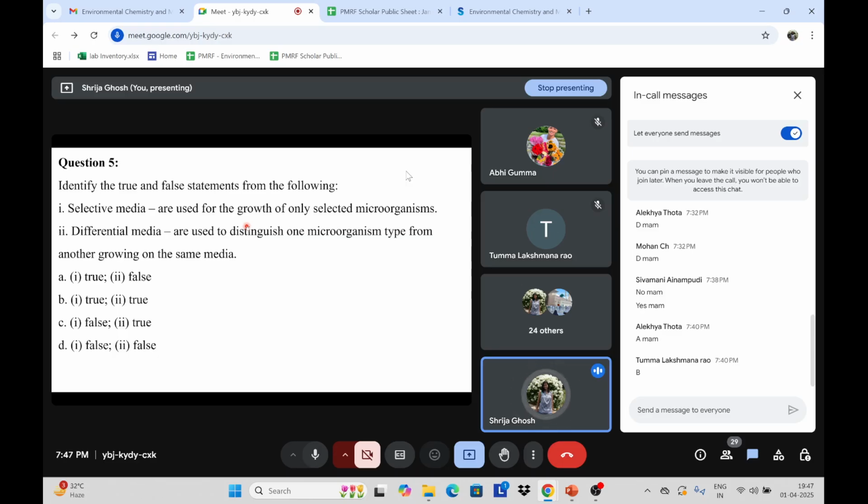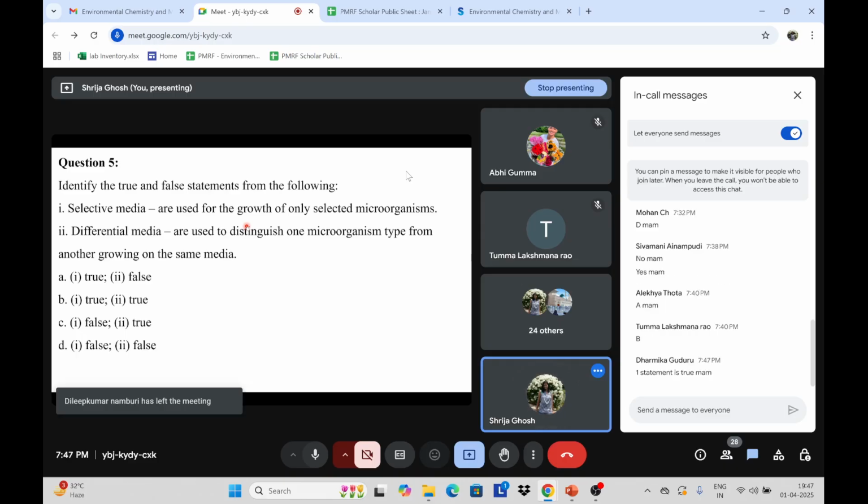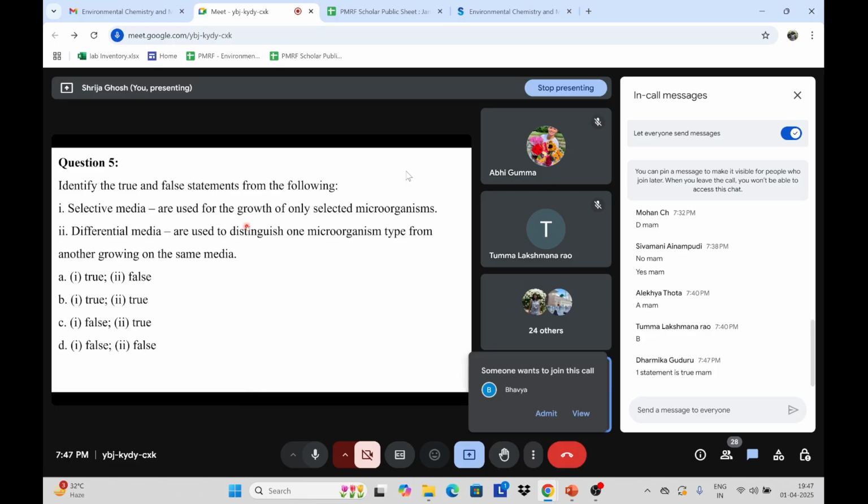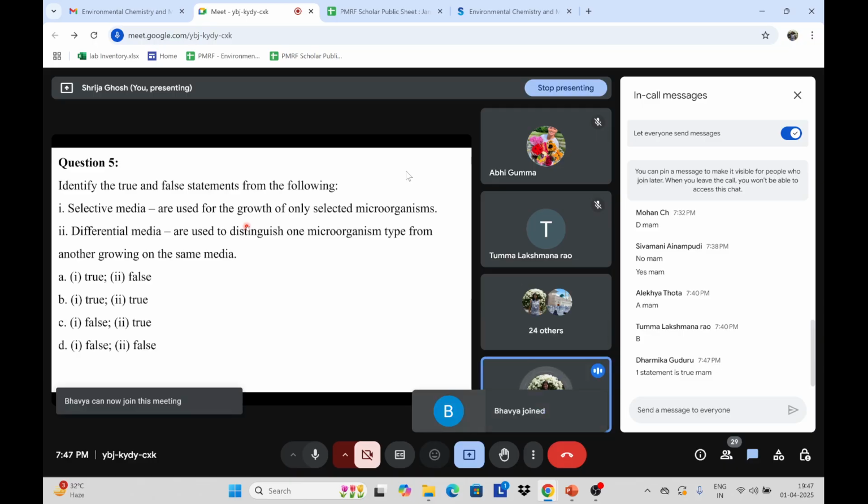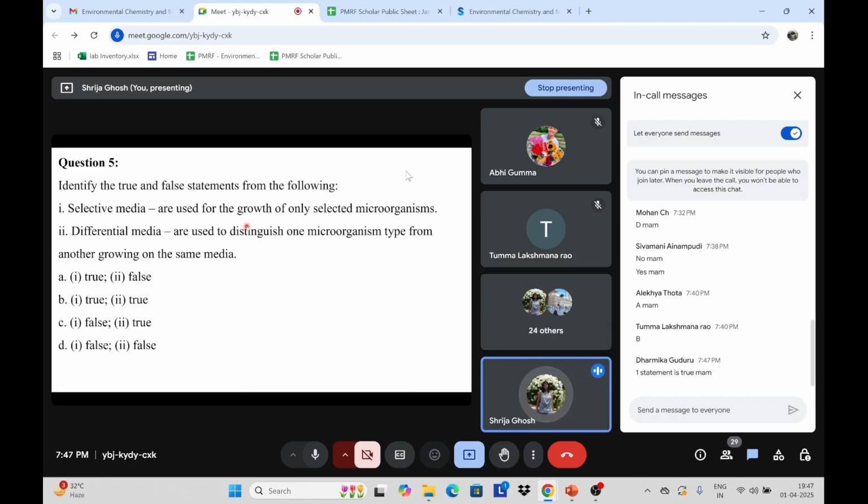Do you think the first statement is true? Selective media are used for growth of only selected microorganisms. Is it true or false? Okay, first statement is true, somebody said. Okay, what about the second statement now? Differential media are used to distinguish one microorganism type from another growing on the same medium. Is it true or false? What do you think about the second statement? Is it true or false?